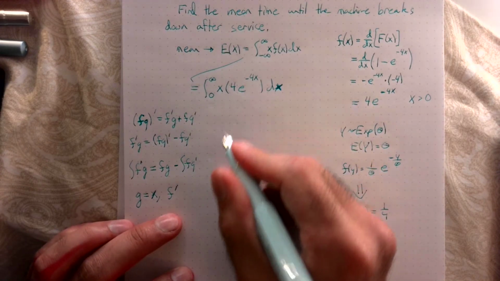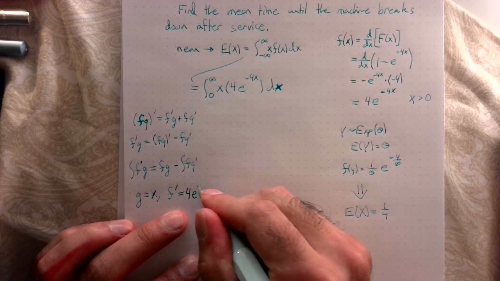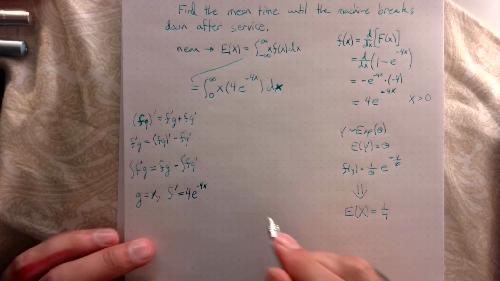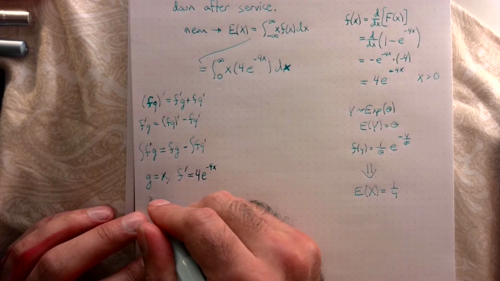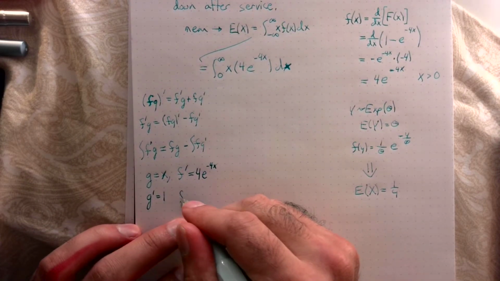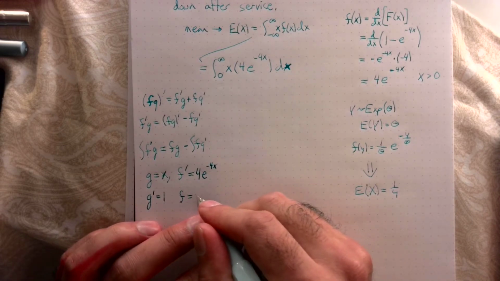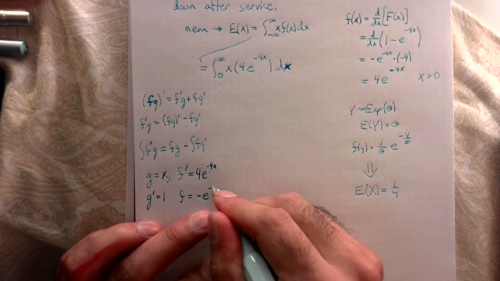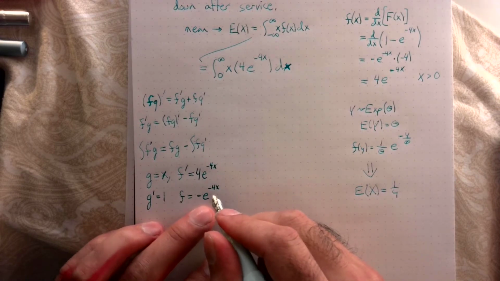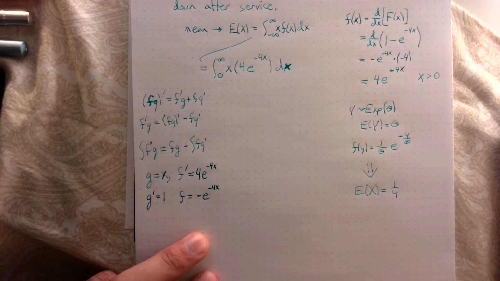And I want my f prime to be equal to 4e to the minus 4x. So what does that mean? That means my g prime is going to be equal to 1. And that means my f, I kind of integrate this-ish, is going to be equal to minus e to the minus 4x. So let's check that. I take the derivative, it stays the same. I have to multiply by minus 4. I get back there. So that's good.